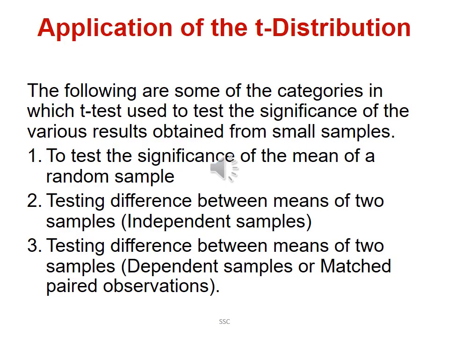Applications of the t distribution. The following are some of the categories in which the t-test is used to test the significance of various results obtained from small samples: to test the significance of the mean of a random sample, to test the difference between two groups of samples, and to test the difference between the same group in different situations.